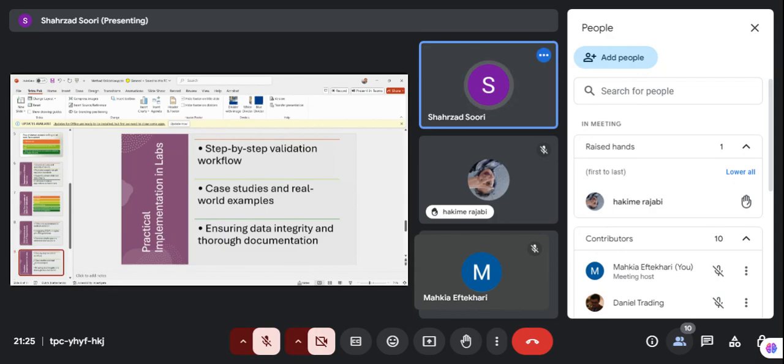Data integrity is really important in validation. Validation is not just about results, but also about traceability. Proper documentation ensures that data is defensible during audits.